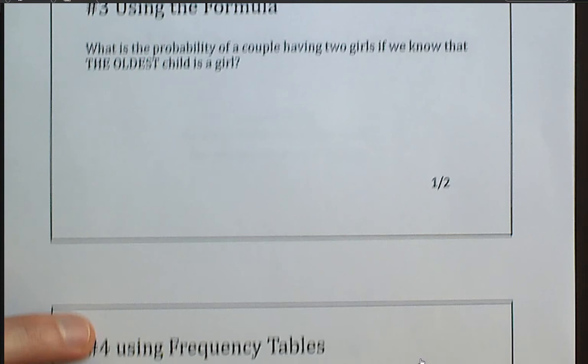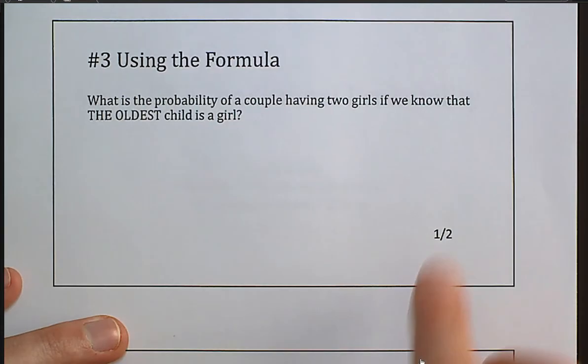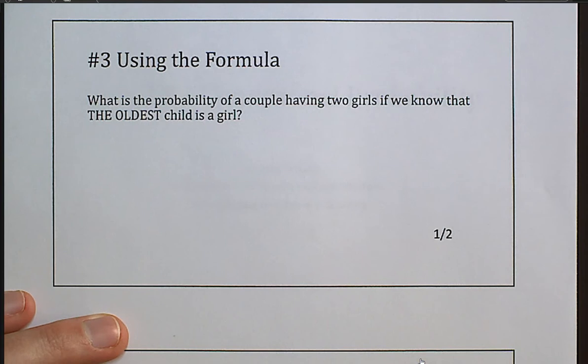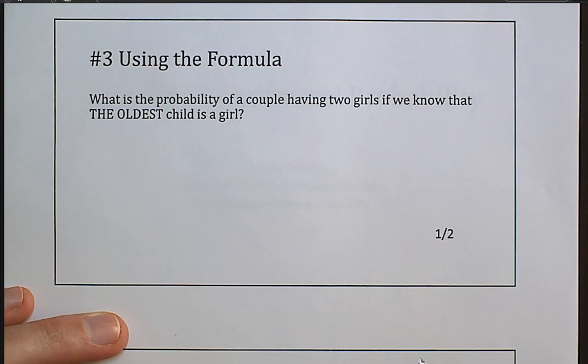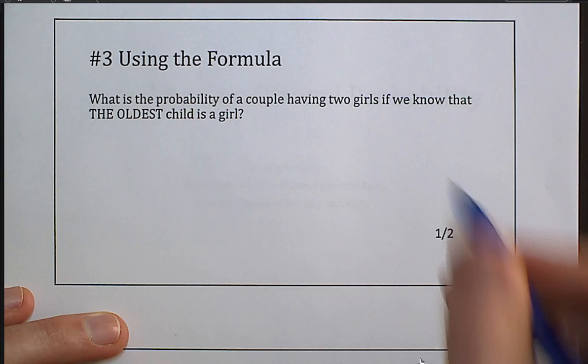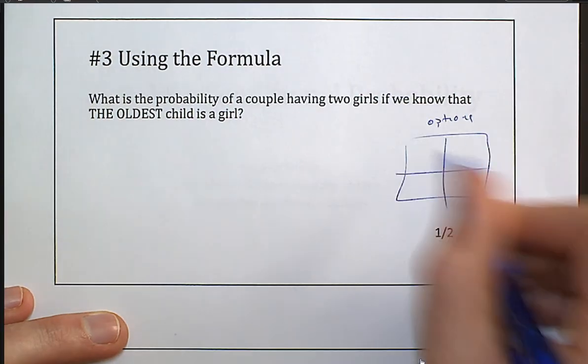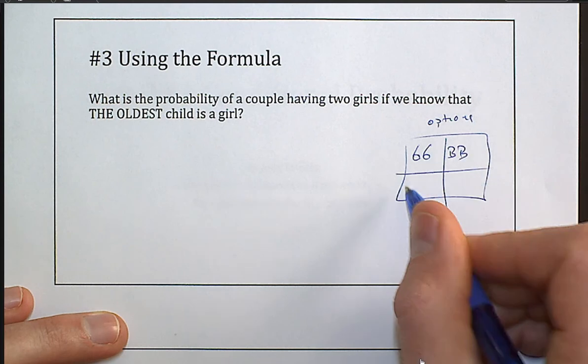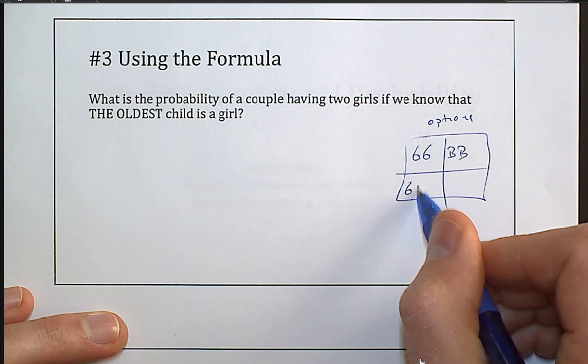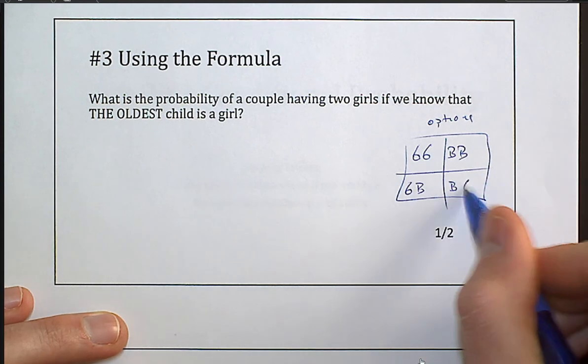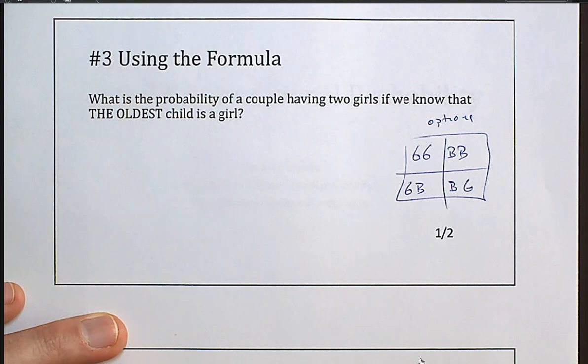So here's a similar situation, just slightly different. I know I have the answer here in the corner. It's an old PowerPoint. What's the probability of a couple having two girls if we know that the oldest child is a girl? Again, I like to see my options here. Girl, girl, boy, boy. Oldest is a girl, youngest boy. Oldest is a boy, youngest girl. So what's the probability of a couple having two girls?